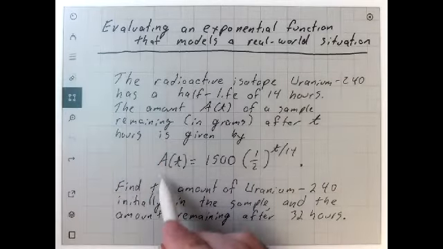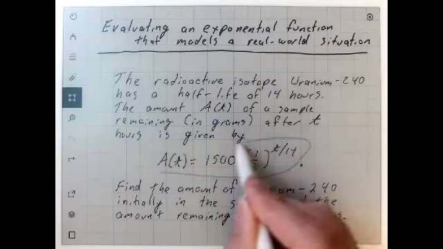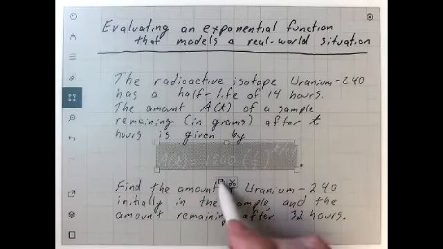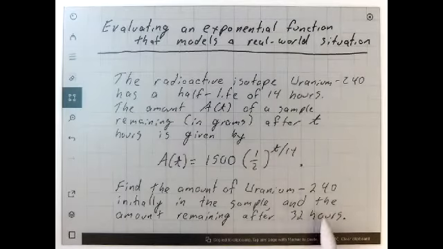So let me go ahead and copy this formula onto a clean page. And we'll remember that we need the amount initially there and we need the amount that was remaining after 32 hours.